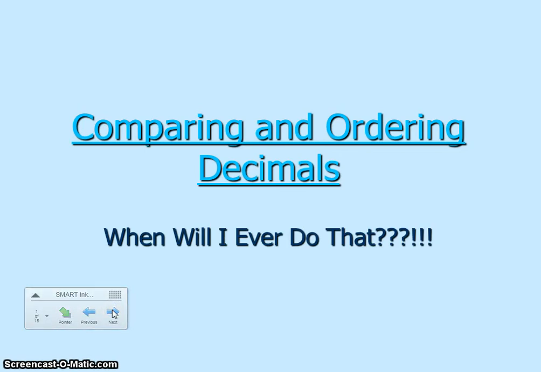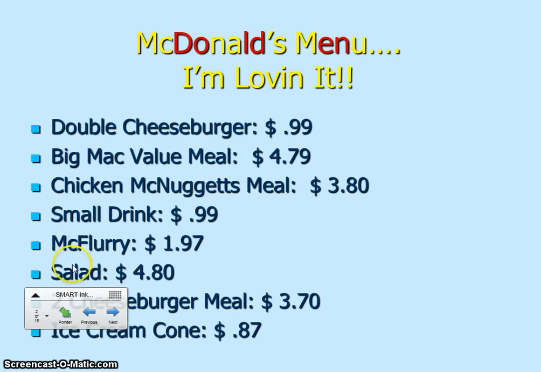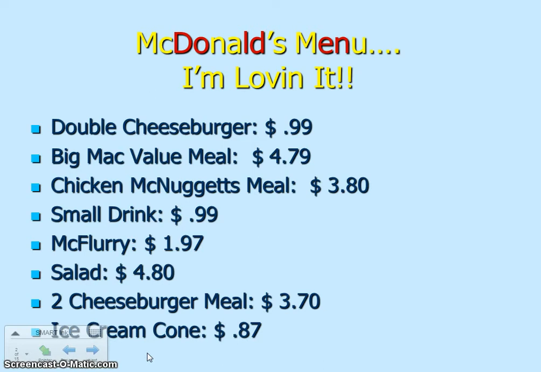When, first of all, will we ever do this in our real world setting? Well, let's take a look at maybe a McDonald's menu. Now, we can make many comparisons using the prices that we find at McDonald's, and I think a lot of them have changed since what you see here on the slide. I could make comparisons between prices on my menu. I could actually add things up, which we will do later on within the chapter, or I could order my prices from least to greatest or greatest to least by using the place value of my decimals. So these are the concepts that we're going to be working on today.